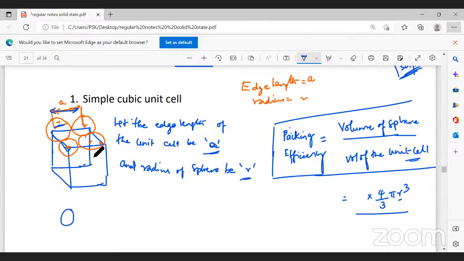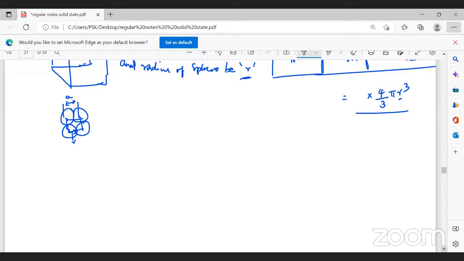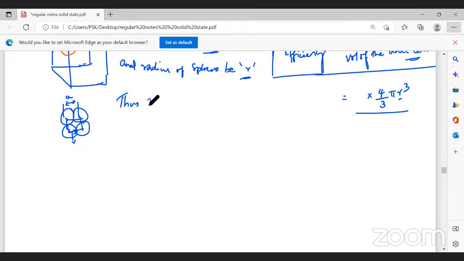Maybe I will represent it like this for our understanding. Only this face I'm taking, the upper face. So this is the nucleus, this is the nucleus, this is the nucleus, this is the nucleus. If I join, I get a square like this. This length is called edge length A, and this distance is called radius. Same thing I've drawn here, these 4 spheres. Can you visualize, students? Yes. If that's the case, can I say, thus, edge length A is equal to twice R? Yes or no?